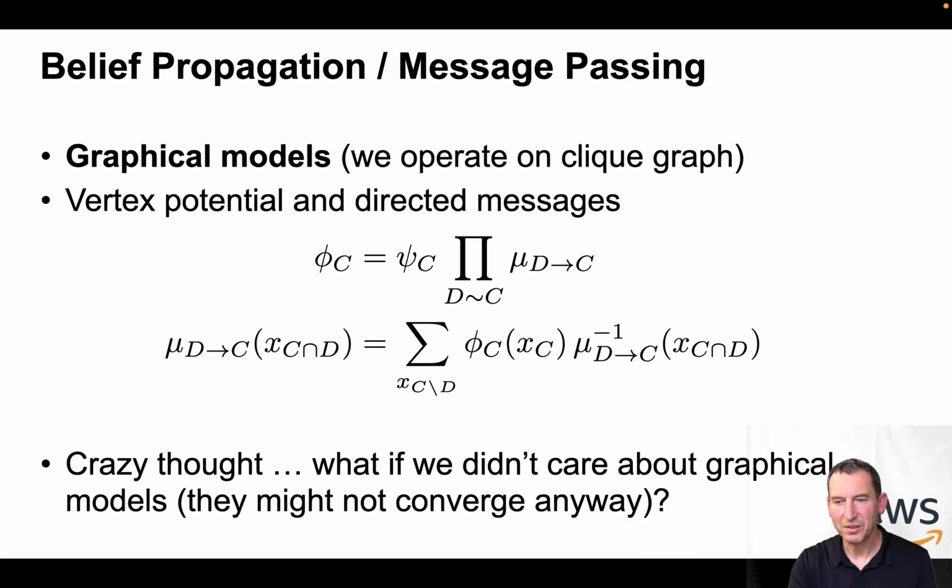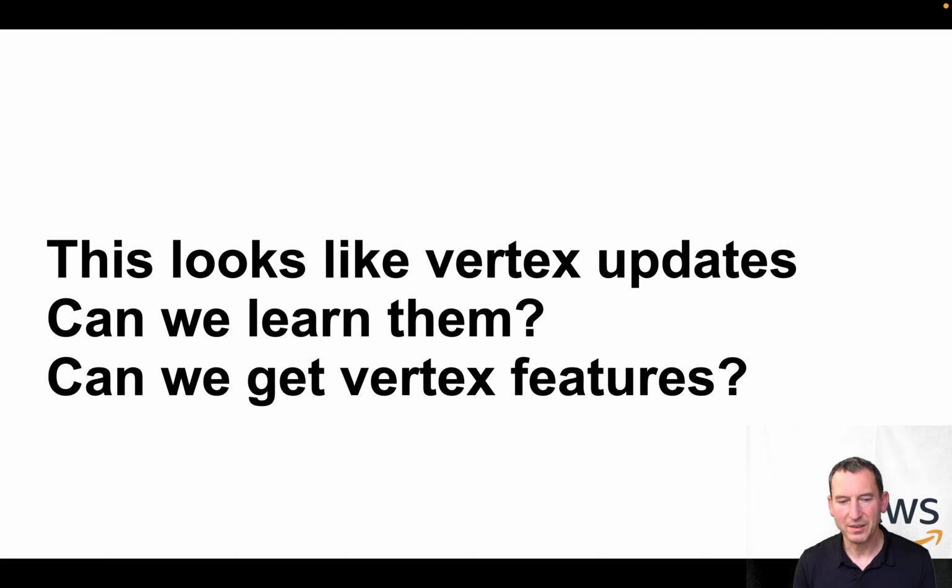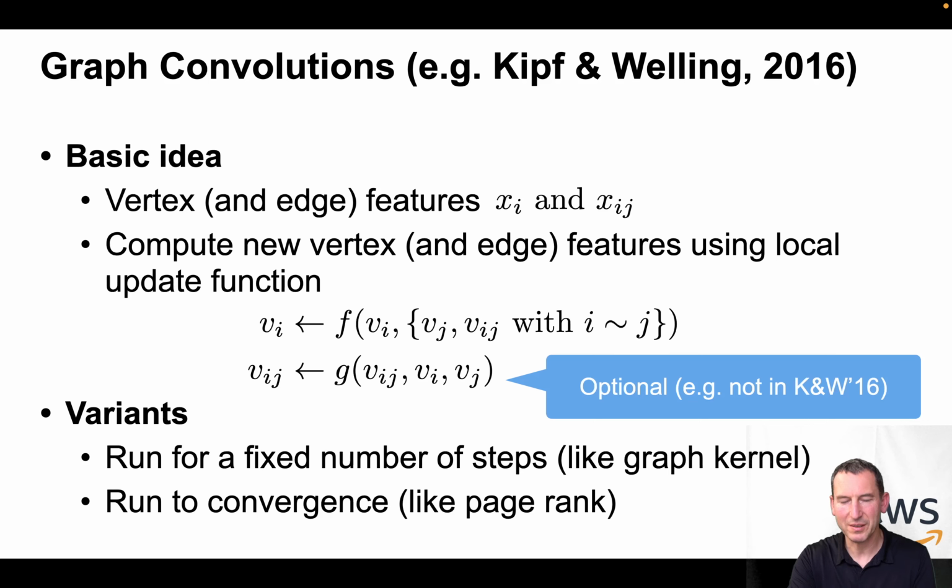So in short, well, if we didn't care about the graphical models and they may just converge anyway, can we learn this? So this was at the heart of a lot of the graphical models structure of what people did in the past. And so now the question is, these are vertex updates, can we learn them? And as a matter of fact, there's this paper by Kipf and Welling from 2016, which basically says, okay, well, if we have vertex features, xi, and edge features, xij, we can go and compute new vertex and edge features using local update functions. And this is basically what's governed by these two equations here.